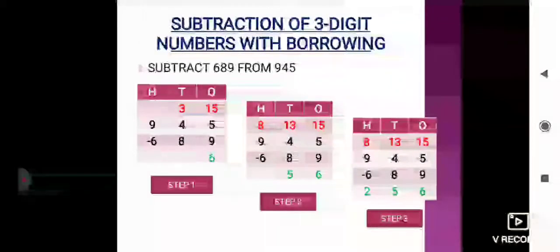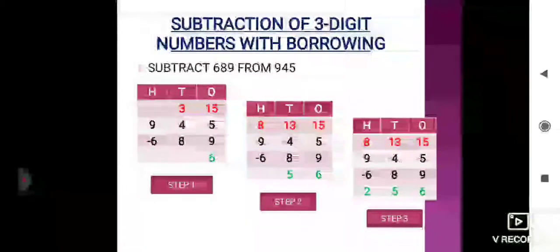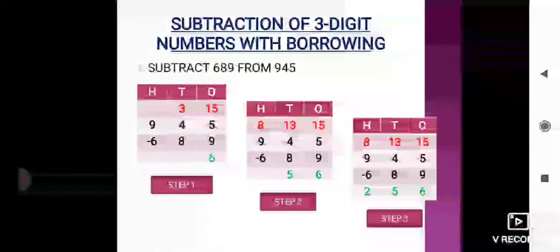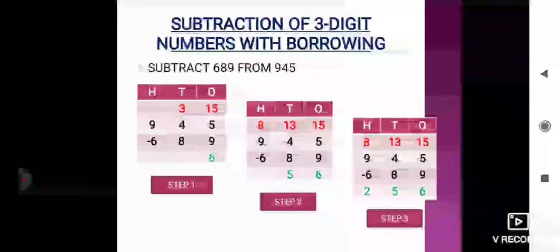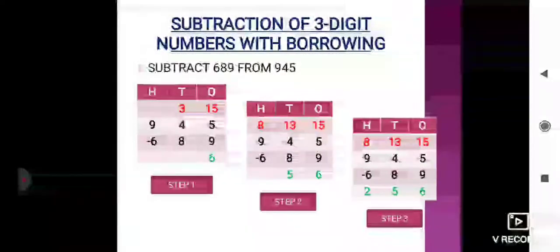It is 8 above and 6 below. You have to borrow wherever needed. Here there is no need to borrow because you have 6 which is smaller than 8 and you can easily subtract 6 from 8. You will get 2. So the answer is 256.